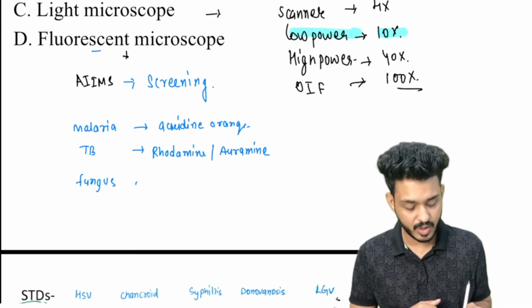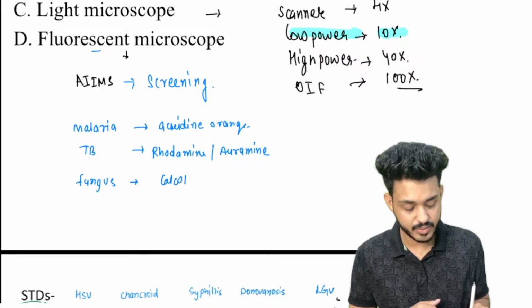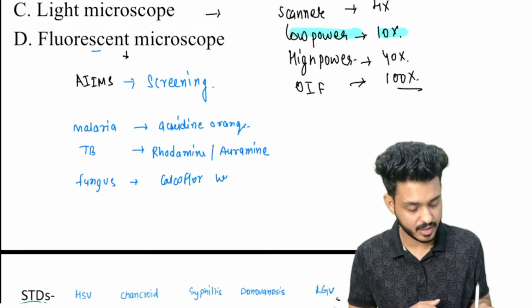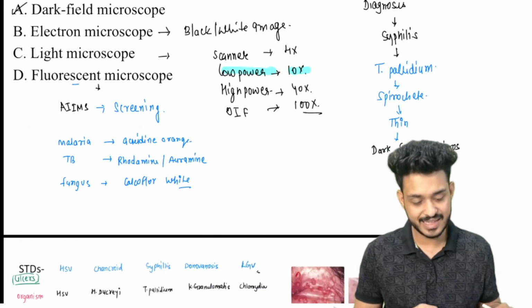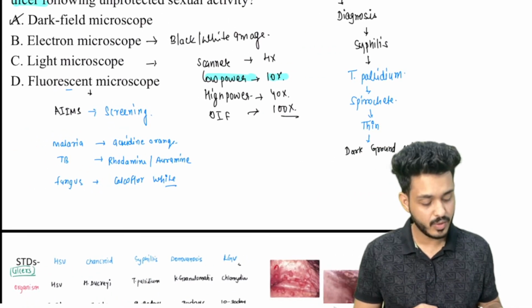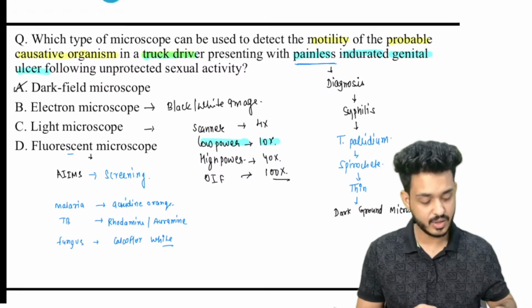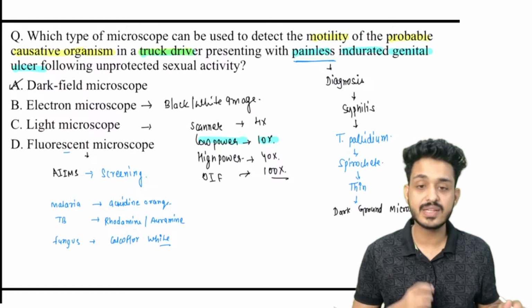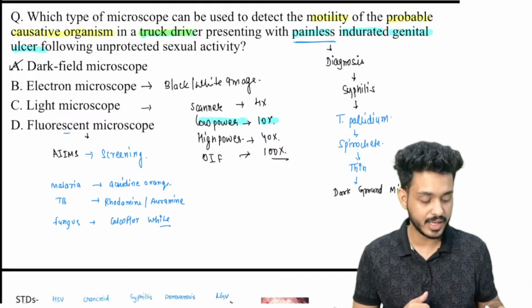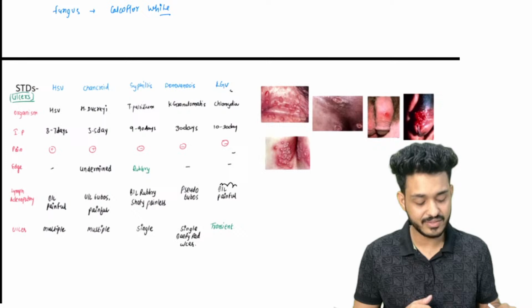Okay, next one is about fungus. The dye that we are using for fungus is calcofluor white. Till now, what you have seen is the case of syphilis, and syphilis is a painless genital ulcer. Now we will be discussing the different kinds of ulcer.